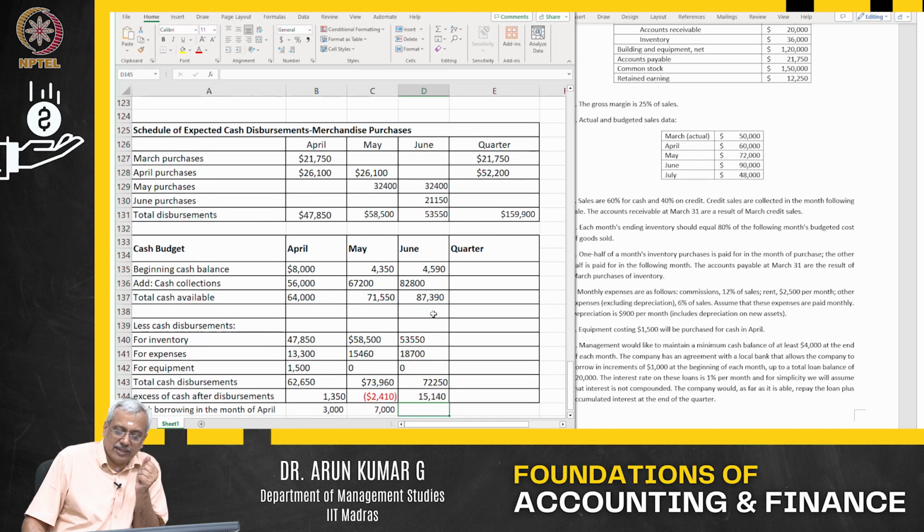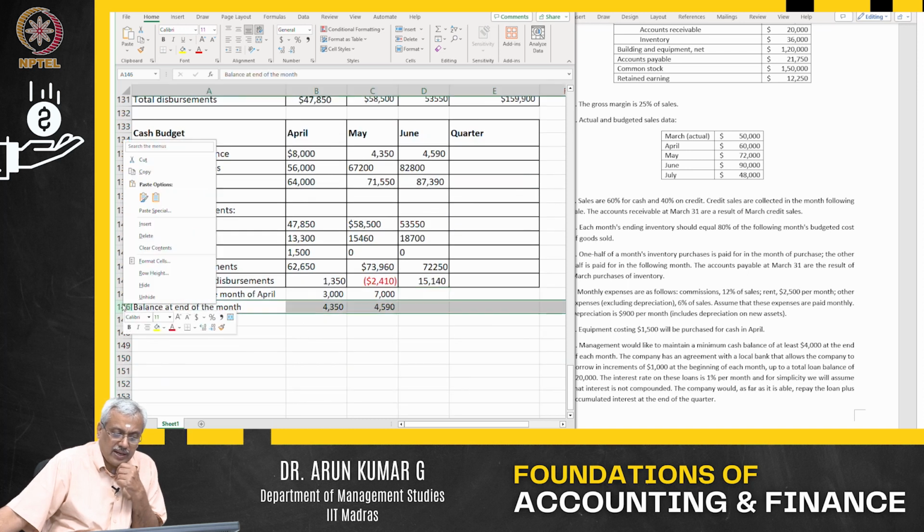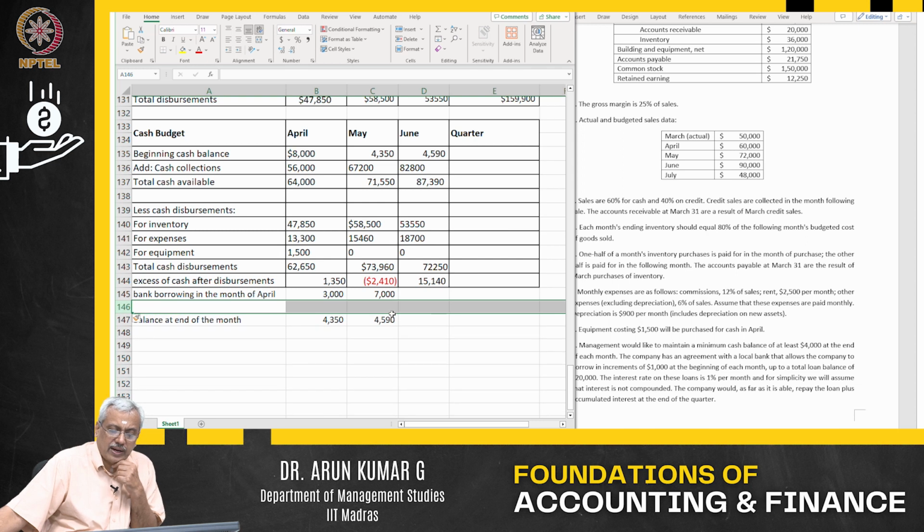So, what is the cash balance I am going to have in the month of June? I have 15,000 rupees as cash balance. So, do I have to borrow? Now, I don't have to borrow. Number one, I am going to introduce one more row out here. So, what happens? Excess of cash is 15,140.